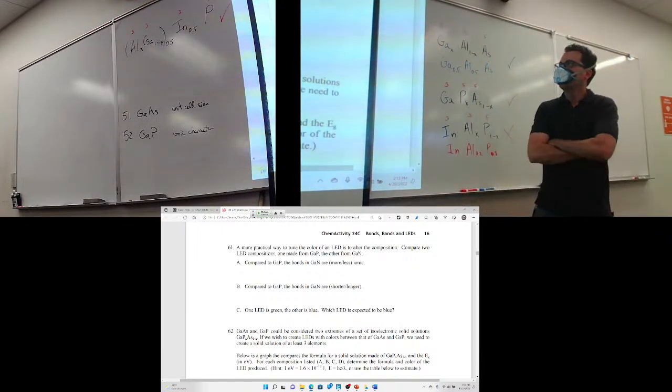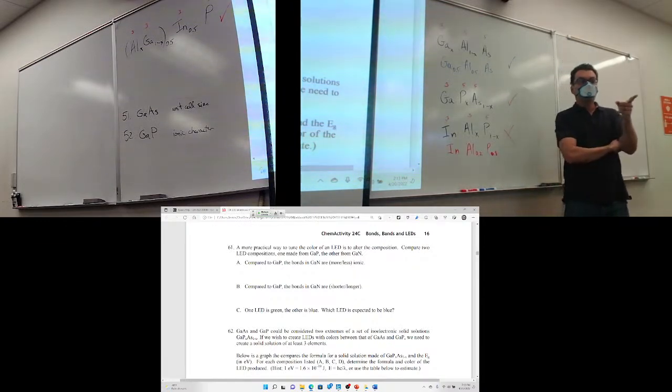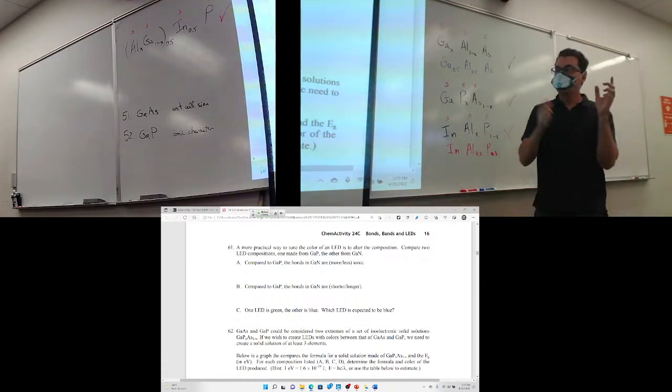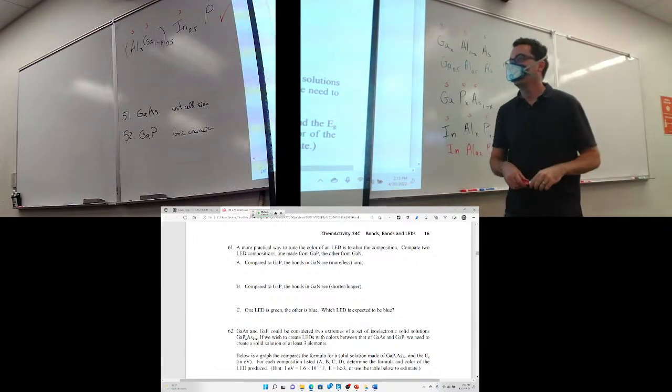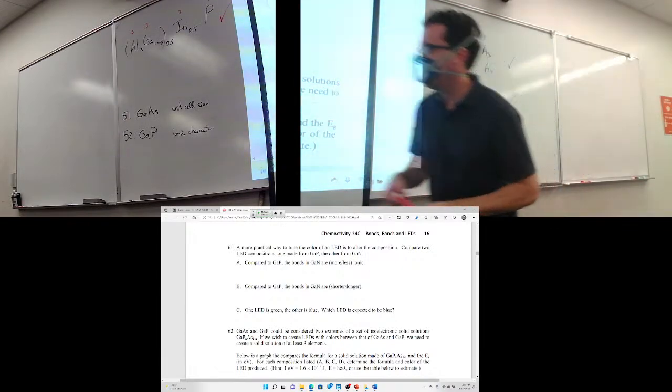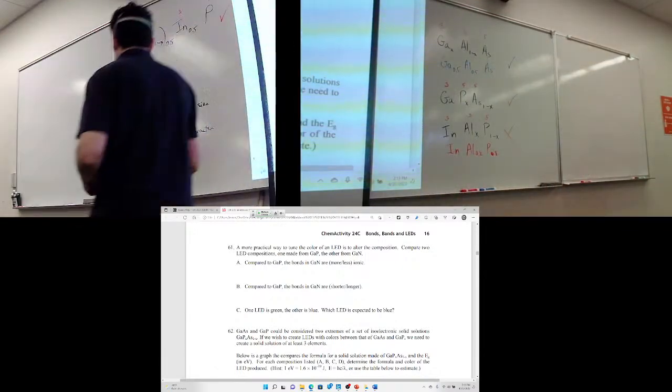The gallium nitride would be the shorter one. That's one explanation, yeah. So the shorter the bond, the bigger the band gap. Bigger the band gap, the more blue it's going to be. So remember here, let's actually add this to the board too.